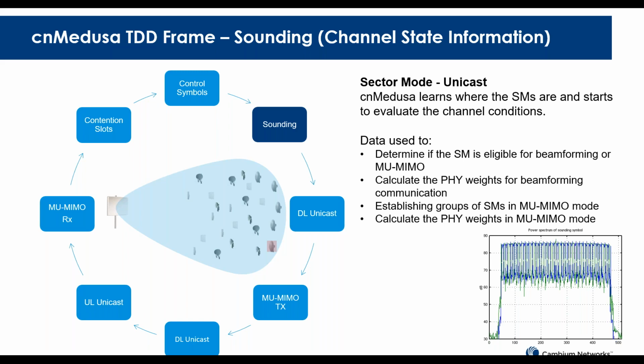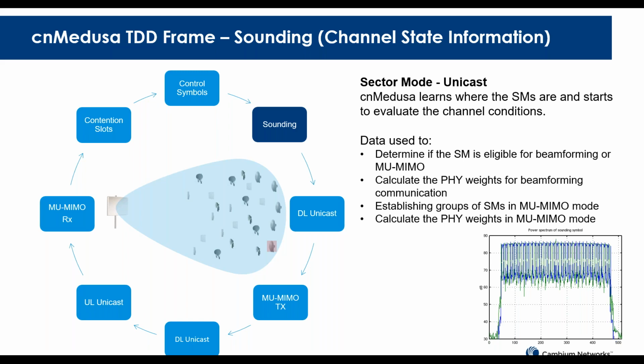These physical layer weights are the values, the parameters that are used to tune the antennas in order to steer the beam in a specific direction towards the user when we communicate in beamforming mode. Also, the channel state information is used to establish groups of SMs in MU-MIMO mode. When MU-MIMO mode is used, the access point is communicating to multiple subscribers at the same time. The way the access point picks the subscribers to be part of a group depends on their channel state information. Also, the channel state information is used to calculate the physical layer weight for the MU-MIMO transmission.